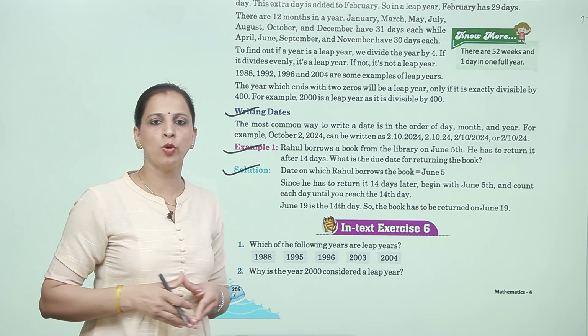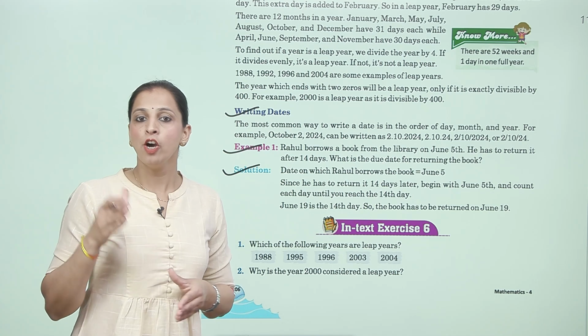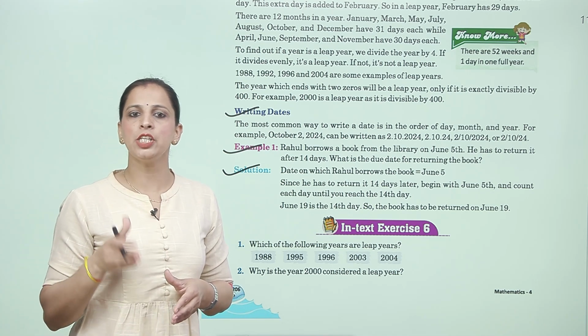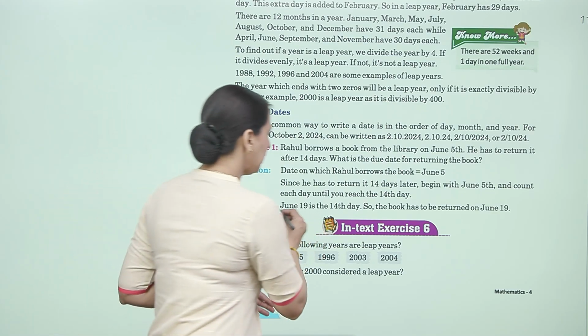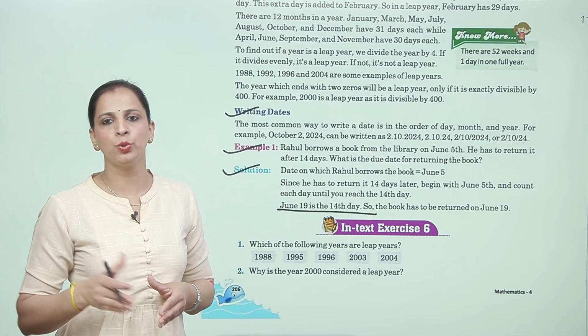Solution. Date on which Rahul borrowed the book is June 5. Since he has to return it 14 days later, begin with June 5th and count each day until you reach the 14th day. June 19 is the 14th day. So, the book has to be returned on June 19.